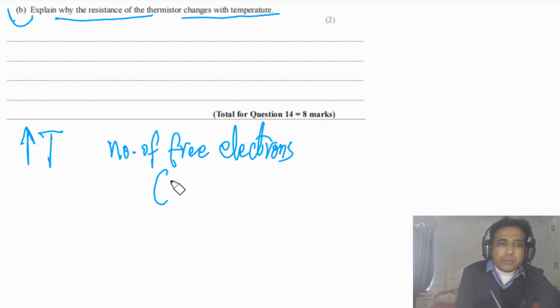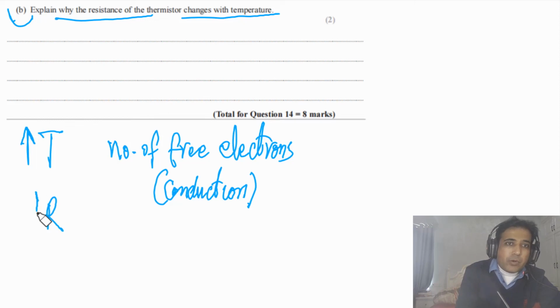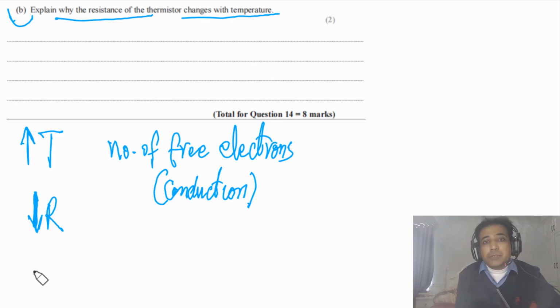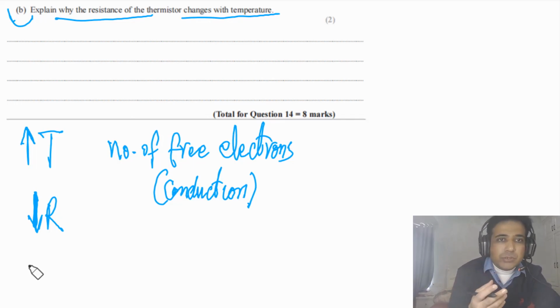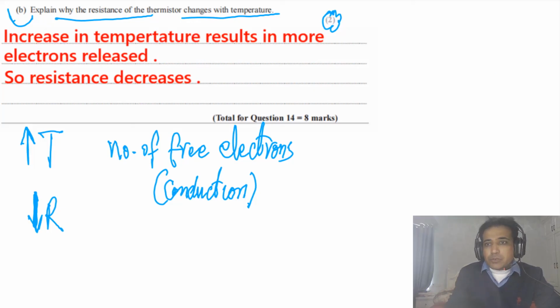As the number of free electrons, or conduction electrons, increases, meaning more electrons in the conduction band, the resistance of the thermistor will change. In this case, the resistance will decrease, and vice versa is also true. These are the points you need to understand. This question has only 2 marks, so you can mention 2 points. You can say as temperature increases, there are more free electrons. As there are more free electrons, the resistance will decrease. So these 2 points you have to mention in your answer, because this question has 2 marks.